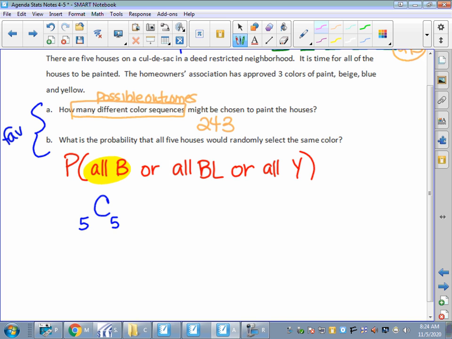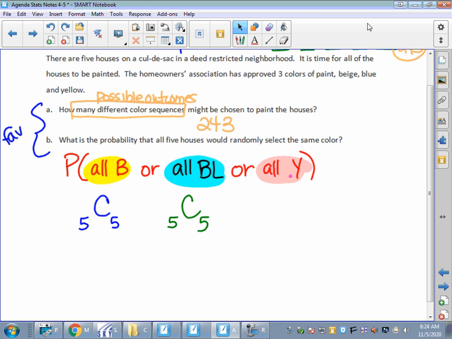Beige. Well, here's the thing. All blue, we've got ourselves a combination. Doesn't matter who paints first. 5 houses are getting chosen, and 5 are painting blue. And yellow, we've got the same situation going on. We've got 5 houses to choose from, and all 5 are being painted yellow. What does the OR tell us we're going to do with these? Add, right? So we can do this.